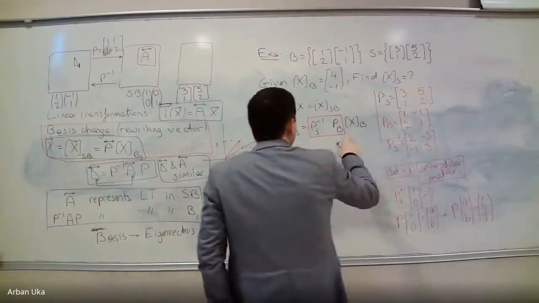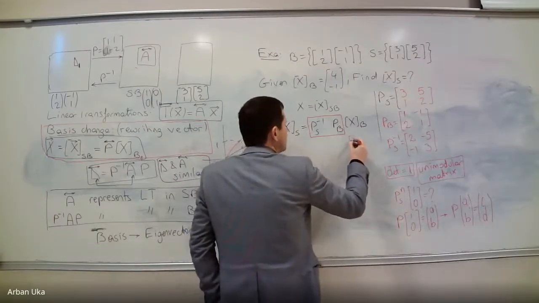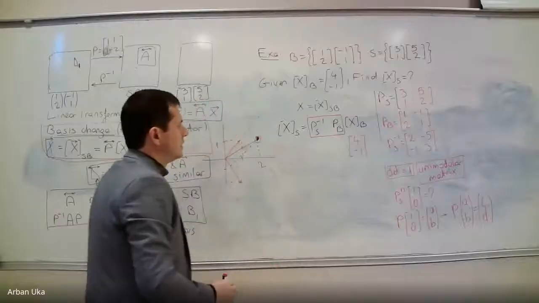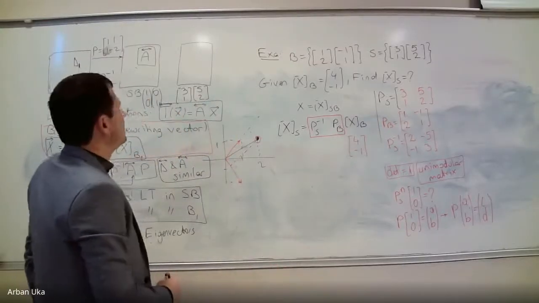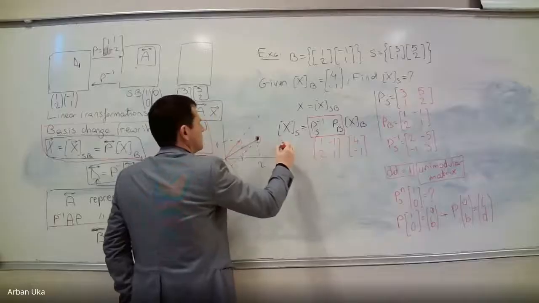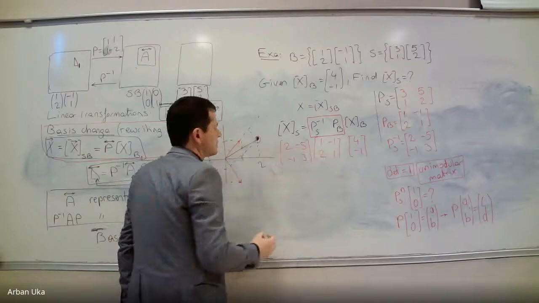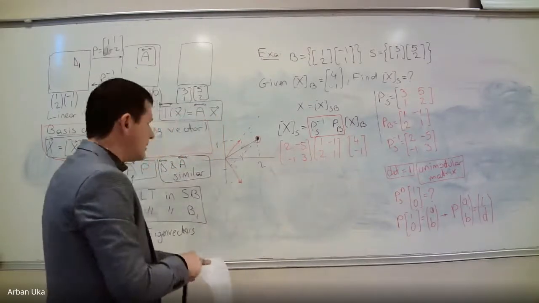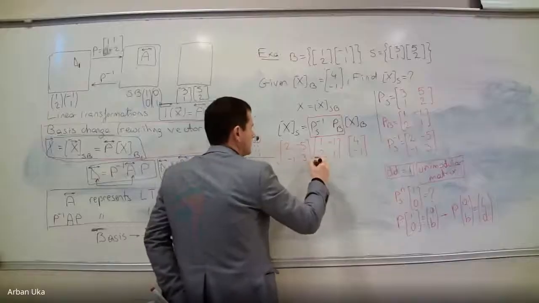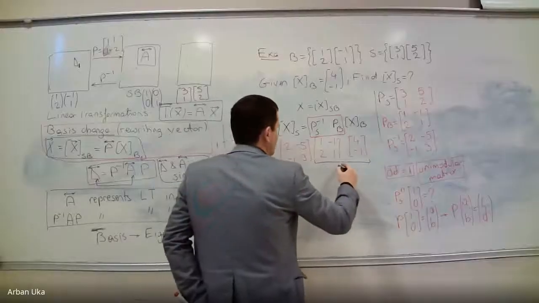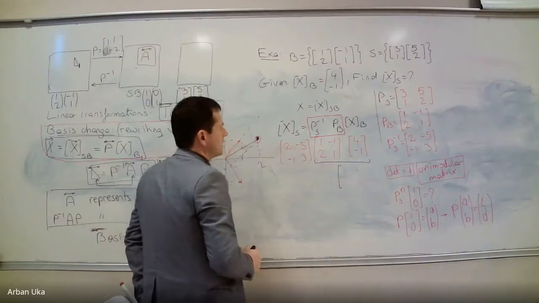So now, let's start with this part. This XB, what is XB? 4, minus 1. What was PB? I think we wrote it. 1, 2, minus 1, 1. Yes. And P inverse was 2, minus 5, minus 1, 3. Yes. And let's multiply them. We can at first multiply the 4, minus 1 with PB to get the standard basis. That is true.